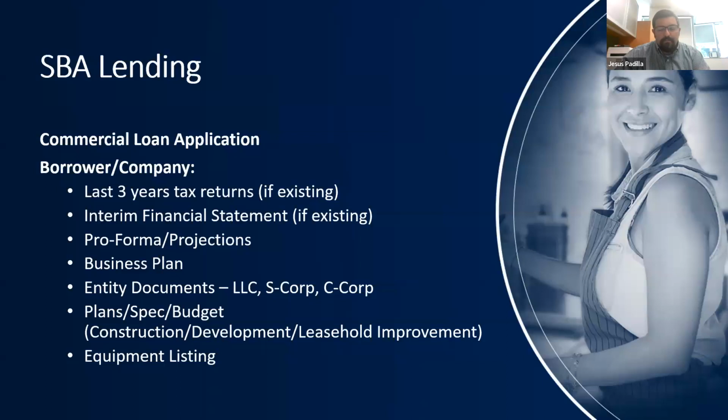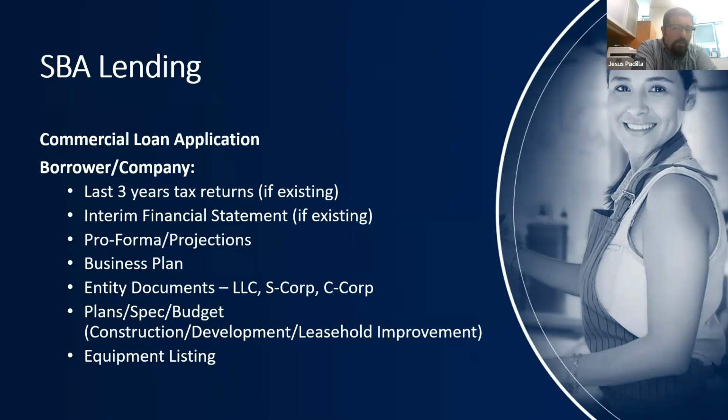And then at the same time, for the SBA lending, like the SBA backed loans, these are what you as a borrower or company would need to be providing: the last 3 years of tax returns, the financial statements, the business plan, the entity documents, like if it's an LLC or corporation, what your plans are, the specifics, the budget, and the equipment listings of any assets.